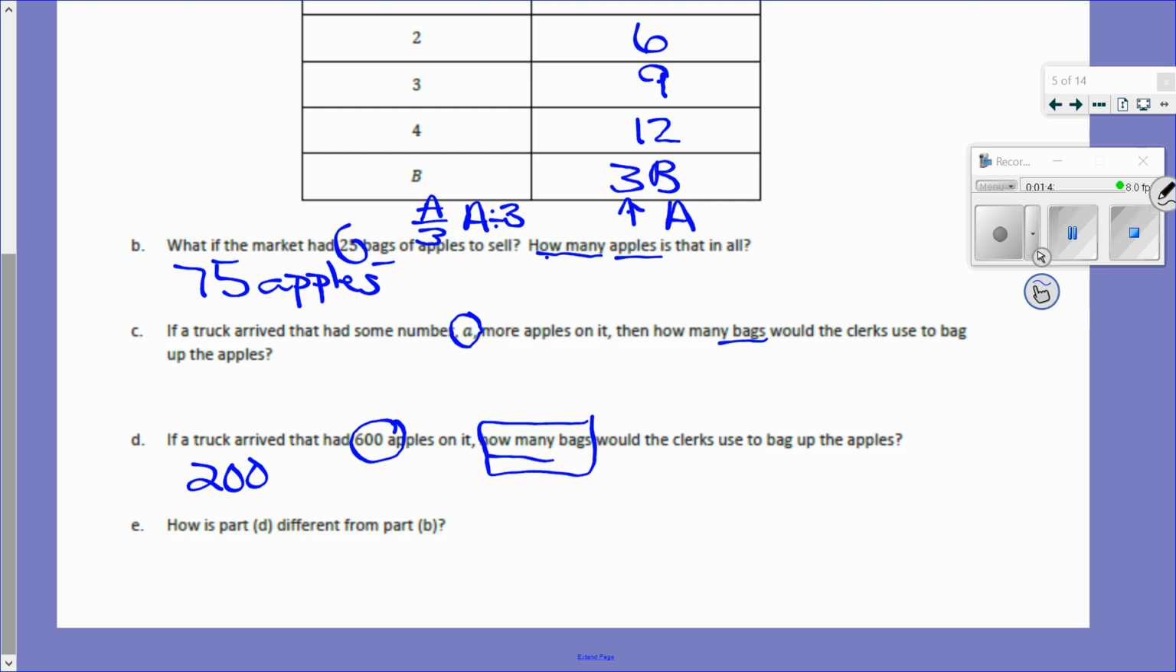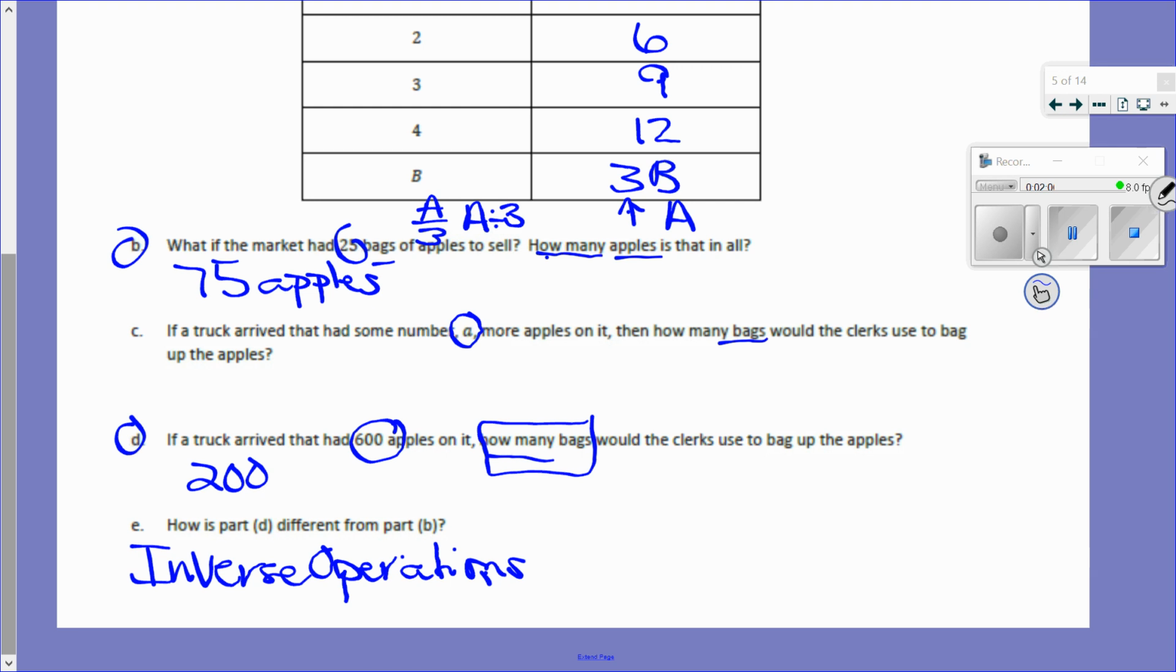Everybody see that? So here's our big deal. What was different in D from B? We had to use inverse operations. And that's kind of what I want you guys to think about, because whether it's addition, subtraction, or multiplication, division, whenever I go from one side of the table to the other, I'm just doing the inverse with that same number. Everybody good so far?